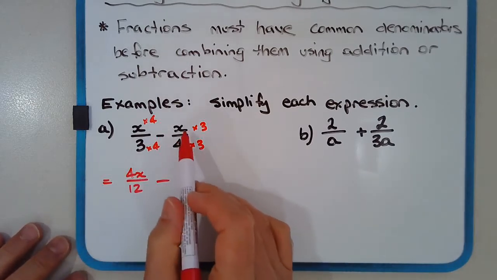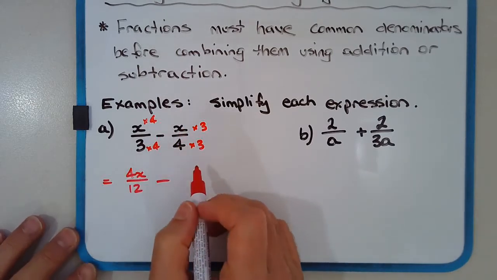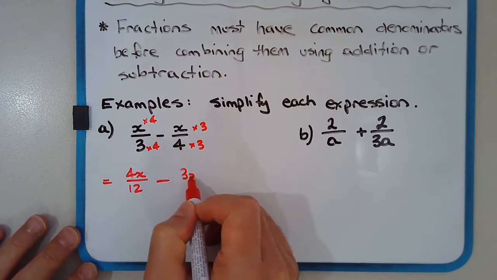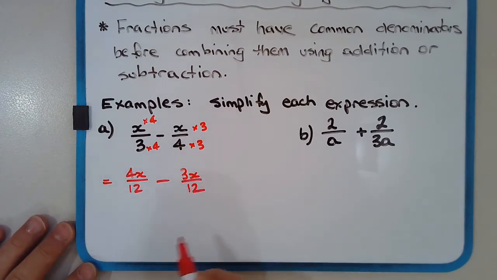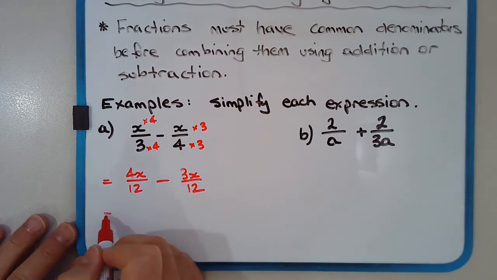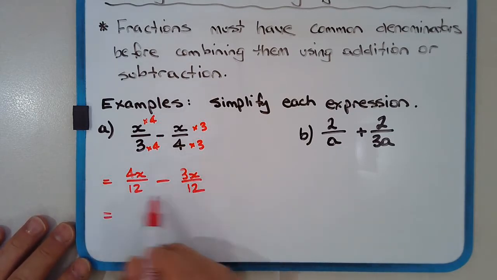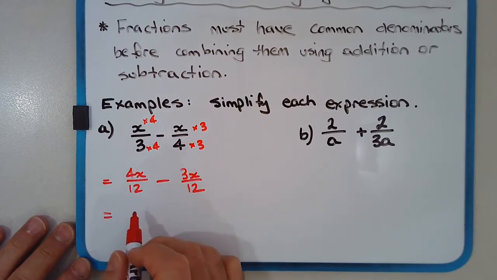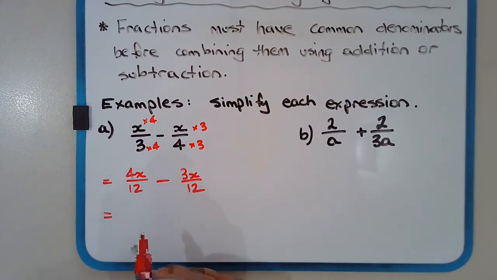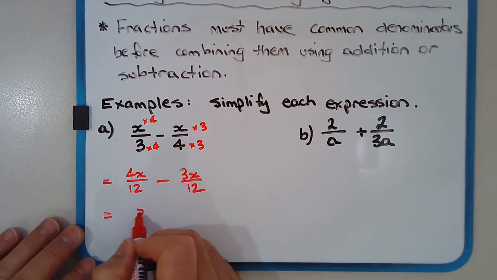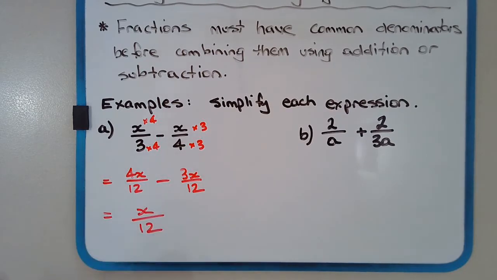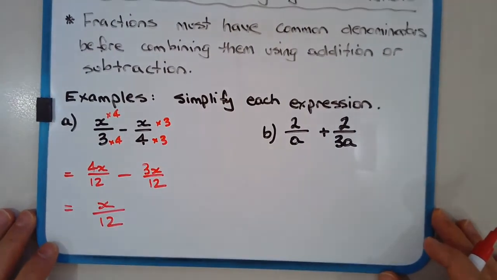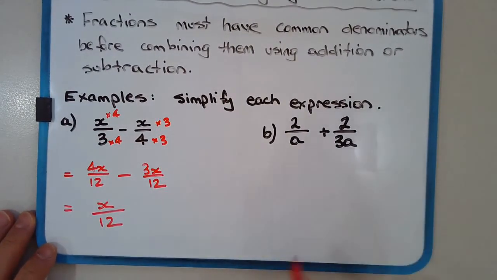And the second fraction, x on 4, its equivalent fraction is 3x over 12. Now we can subtract the numerators from each other if the denominators are identical, and they are in this case. So 4x minus 3x is x on 12. Part B, 2 on a plus 2 on 3a.